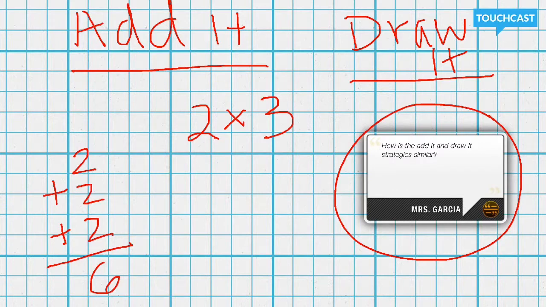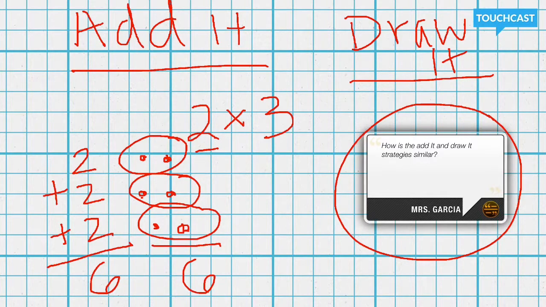And then to show draw it with 2 times 3, I'm basically drawing 3 groups of 2. So 1 group of 2, 2 groups of 2, and 3 groups of 2. And I just count them up. 1, 2, 3, 4, 5, 6. Or I can just add my drawing. I know this is 2, 4, 6, and that equals 6.